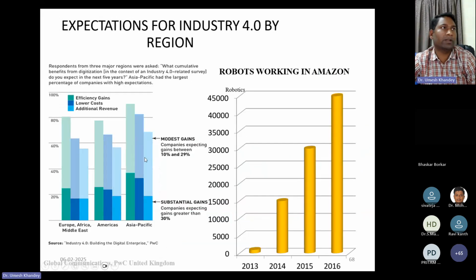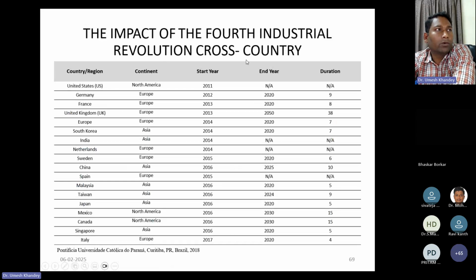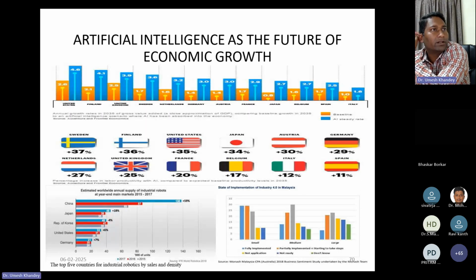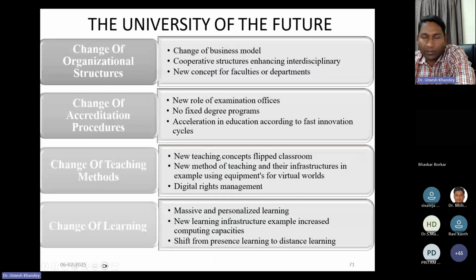So these are some data expectations from Industry 4.0 by various reasons. Fourth industrial revolution across countries, these are the data. This one is the old one. So artificial intelligence is the future of economic growth. What percentage they have grown. So that is easily understandable, how important Industry 4.0 is in the manufacturing organization.